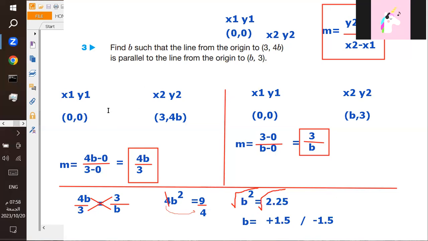So first, we found the gradient between the origin and this point. Then we found the gradient between the origin and the other point. We know these gradients are equal because they are parallel lines. We used this to make an equation and cross multiplied. We got 4b squared equals 9. We took the 4 to the other side by dividing, and 9 divided by 4 is 2.25. Then under the square root, b equals positive or negative 1.5. And this is how you answer a question like this. I hope you understood the idea. Now, let's move on to the next question.